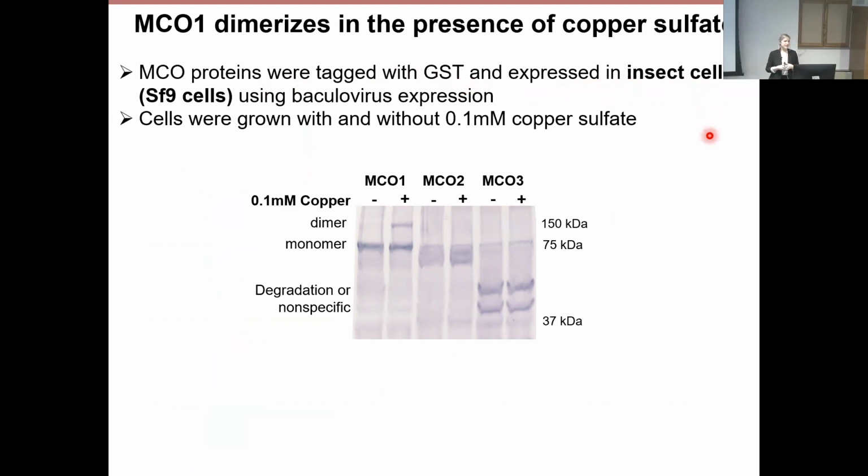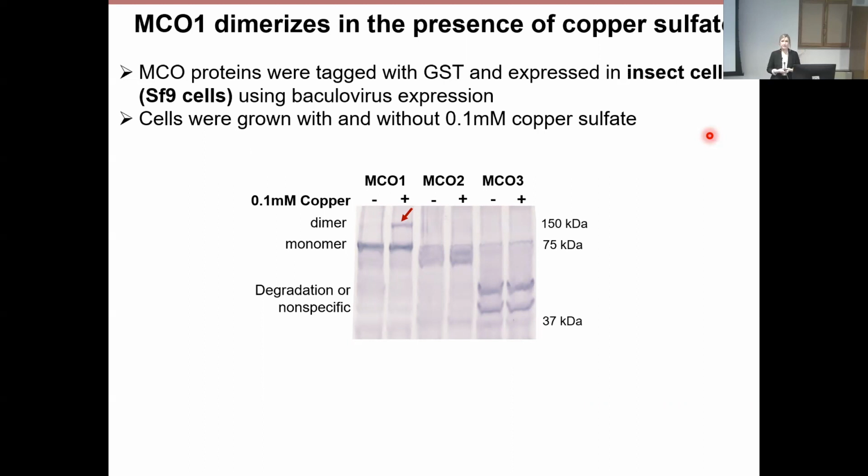I took these insect cells, and I grew them with and without copper sulfate, and then did a Western blot on the cells to see if I would see any difference in the protein banding patterns. And interestingly, what I see is that MCO1 forms a dimer only in the presence of copper. So this shows us that MCO1 at least directly binds to copper in order to form a protein complex. While I didn't see this phenotype with MCOs 2 and 3, future work could focus on co-expressing these proteins together to see whether they perhaps form a heterologous complex in the presence of copper.